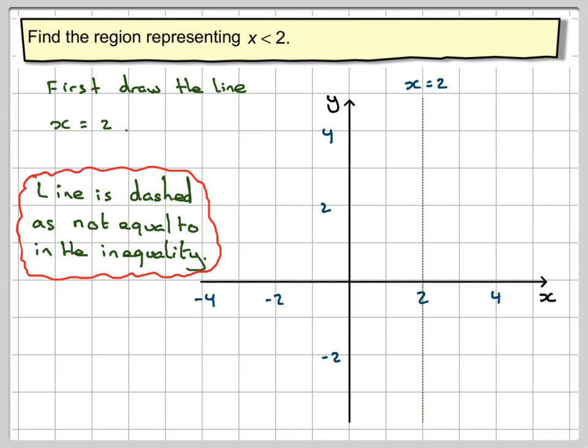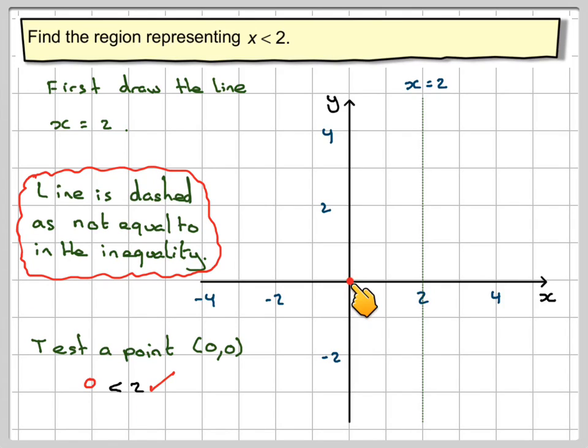So when we have an inequality where there's no line underneath the inequality sign, we need to draw a dashed line. Right, we need to test a point. So we'll test the point 0, 0 in the inequality. So x is 0 in the inequality. It doesn't matter what y is. We're going to 0, and we know that 0 is less than 2 is true.